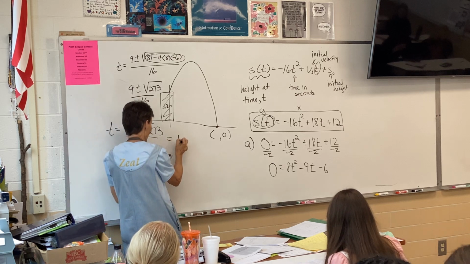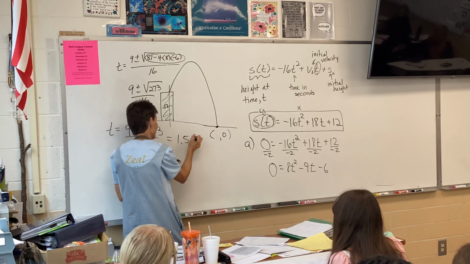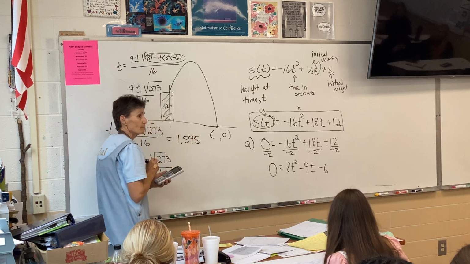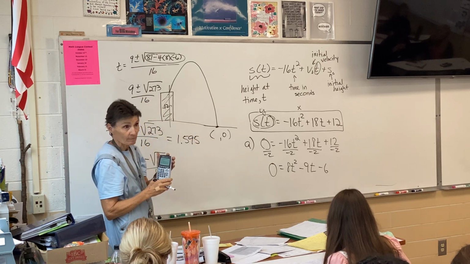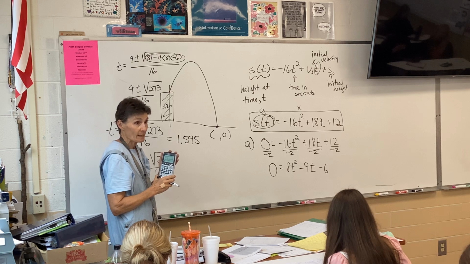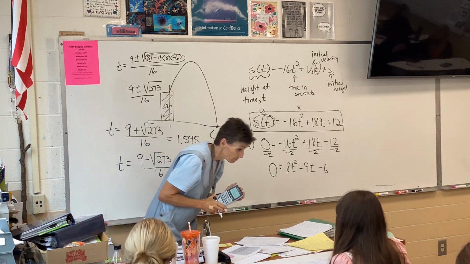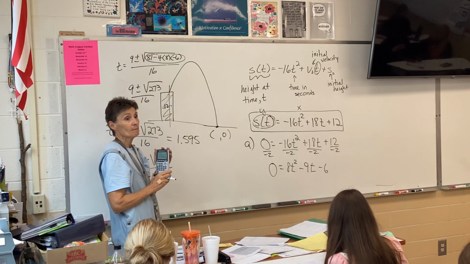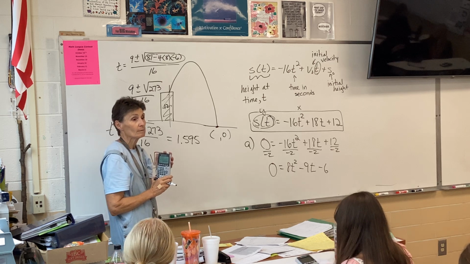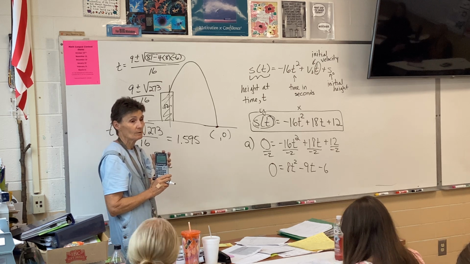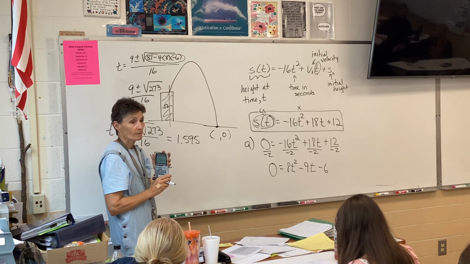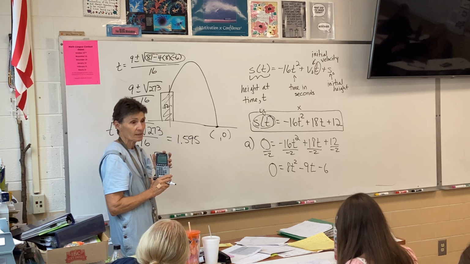You have to hit equals after you type in your numerator. Did you get 1.595? That's what you need to get. If you didn't get that, try again. Charlie, you with me, honey? You gonna type with me? There we go. Math is not a spectator sport.